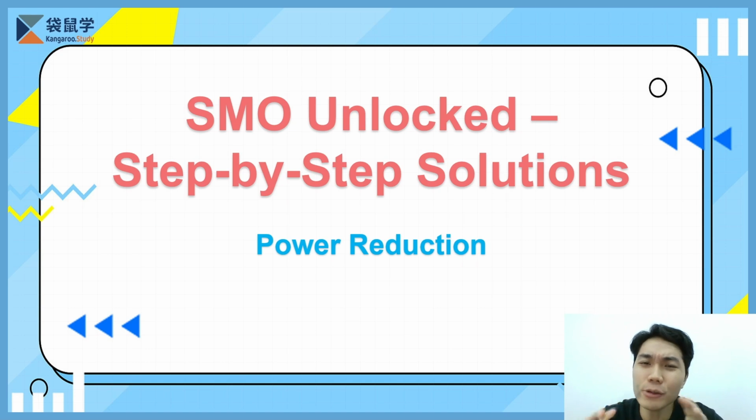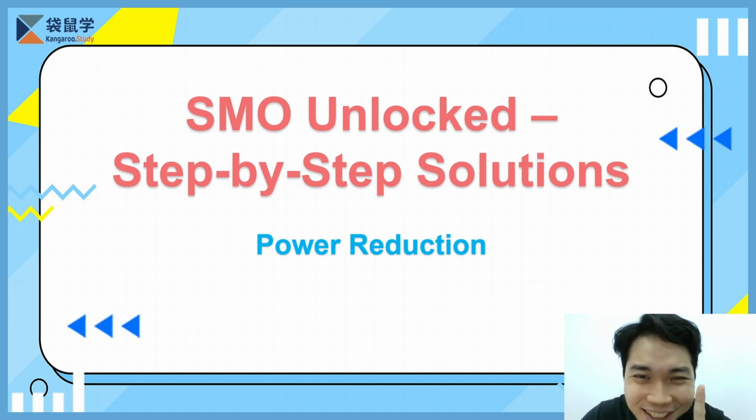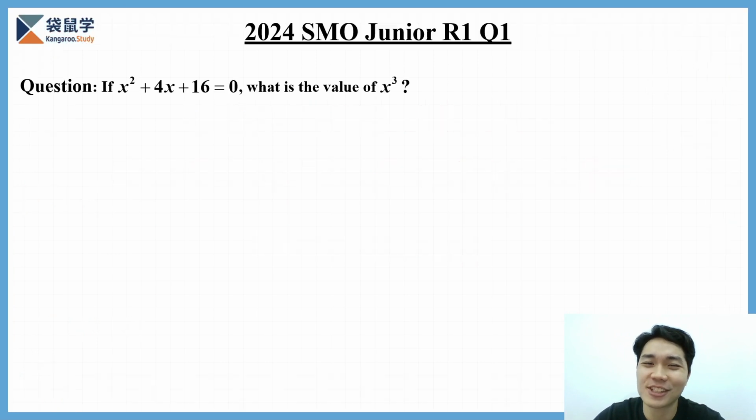So it's the start of a new series where we'll bring you through a full guided solution for one question per video. And today it's on power reduction. So let's have a look at the question. This is a 2024 paper, round 1, question 1, very recent. Let's have a read at the question. If x squared plus 4x plus 16 equals 0, what is the value of x cubed?